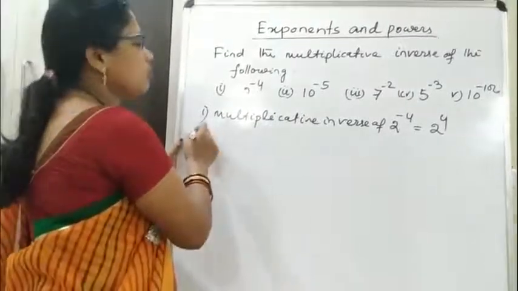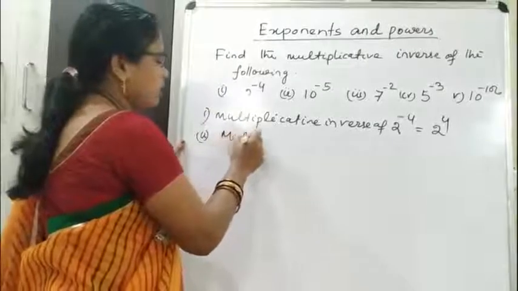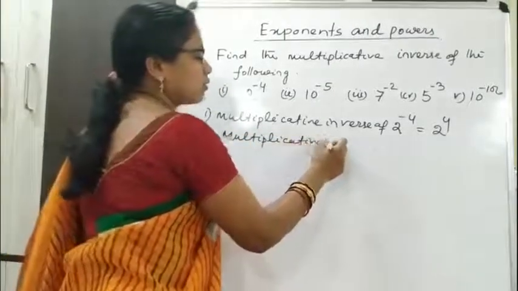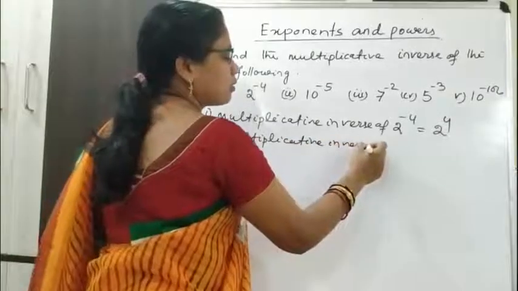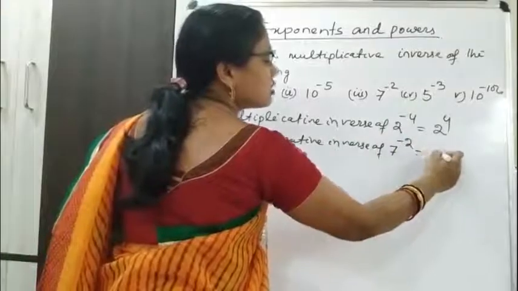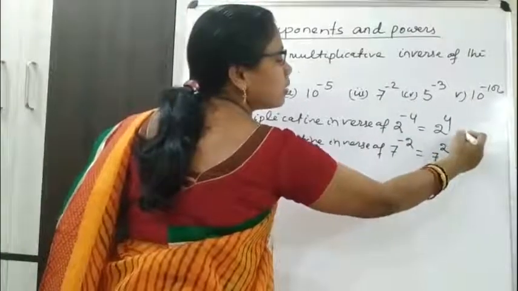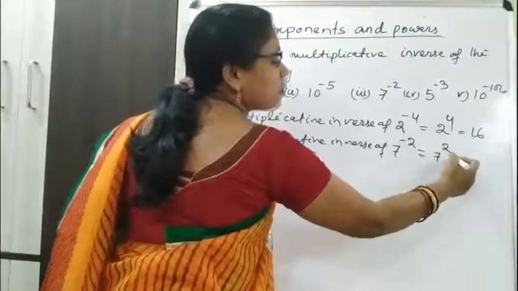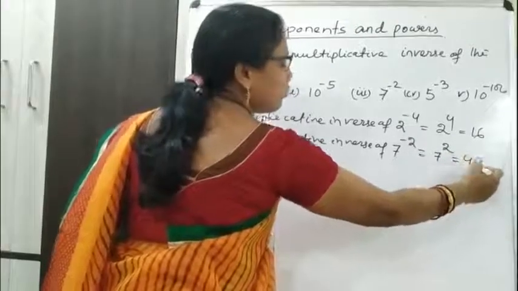So bit 2, multiplicative inverse of 7 to the power minus 2 is equal to 7 to the power 2. Here you can write the value, this is 16. And 7 to the power 2, this is equal to 49.